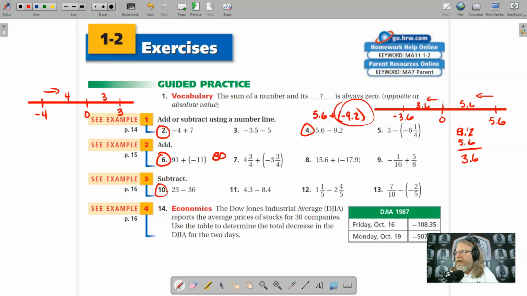On the next one, let's do number 10. 23 minus 36. Well, let's keep the 23 as 23. Let's change the sign to addition. Let's take the opposite of 36, which is negative 36. Now we're adding together a positive and a negative number, so we're going to actually subtract. So we would have 36 minus 23. The difference of those is 13. And negative 36 has the greater absolute value. Since it's negative, our answer is going to be negative, so our answer would be negative 13.